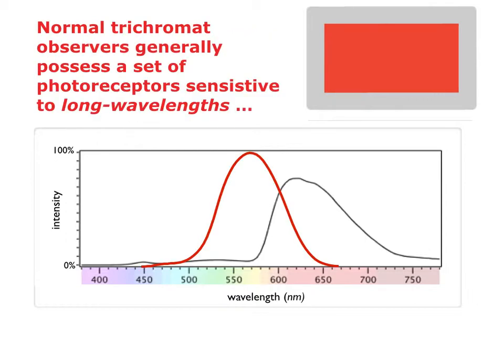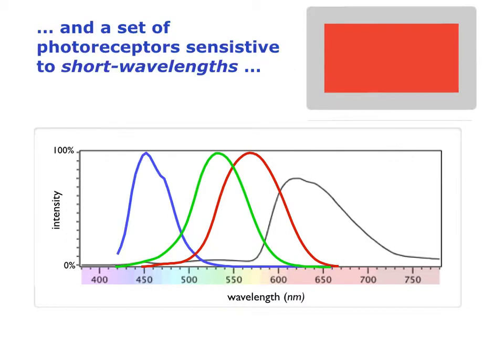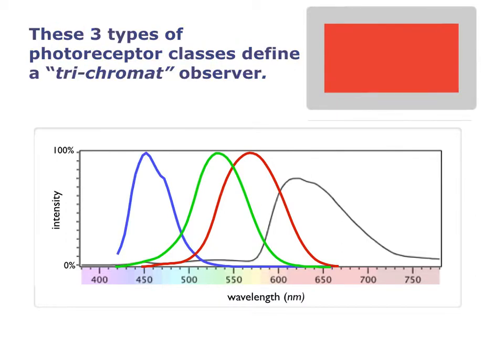This is because a normal trichromat observer generally possesses these three sets of photoreceptor classes: long wavelength sensitive, medium wavelength sensitive, and short wavelength sensitive. And these three types of photoreceptor classes define what a trichromat observer is, tri being three and chromat being color, for the three cone classes that peak in different regions of the spectrum.